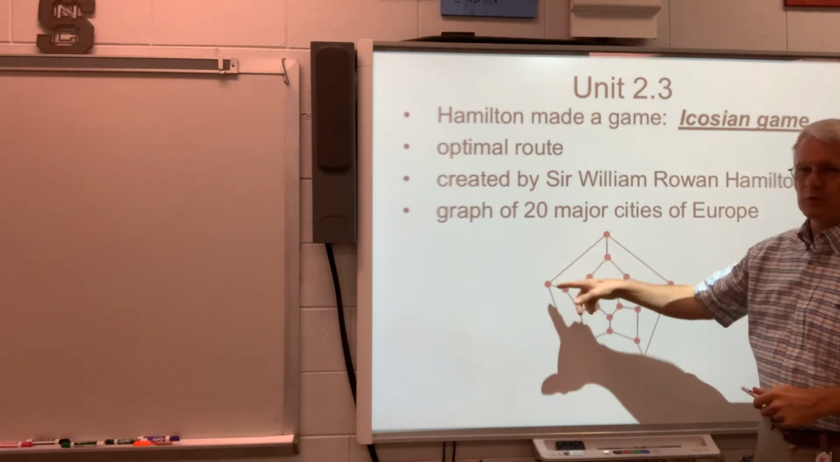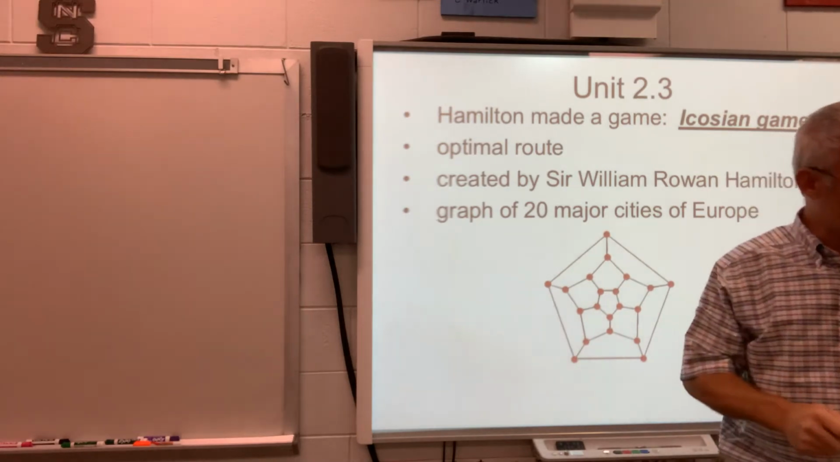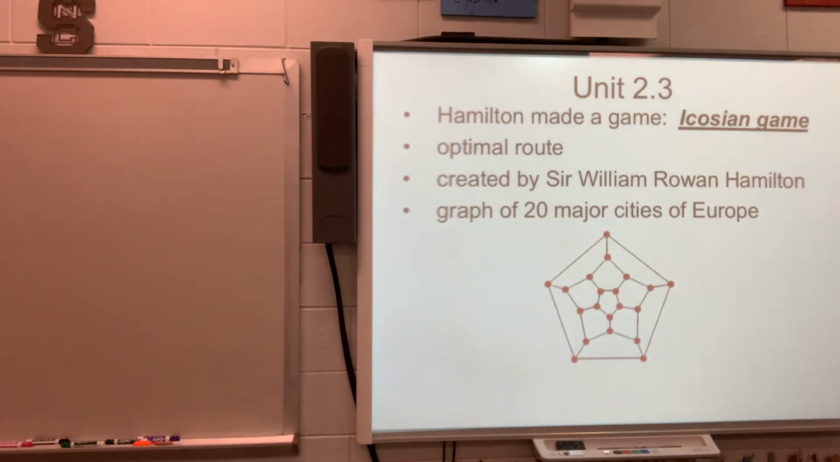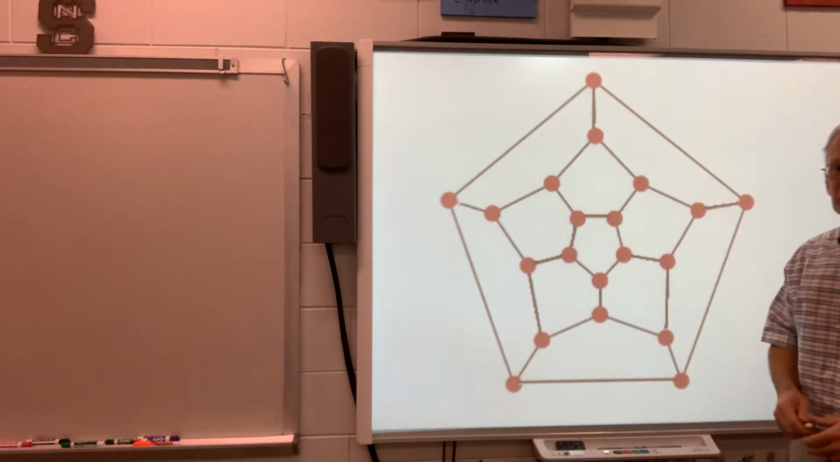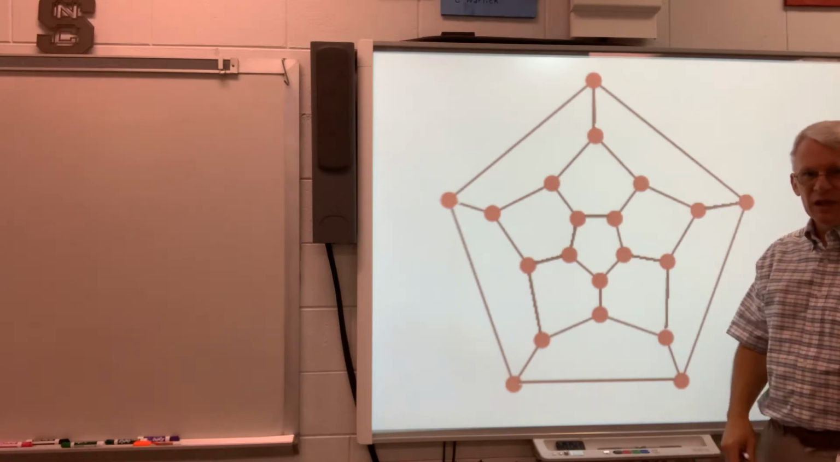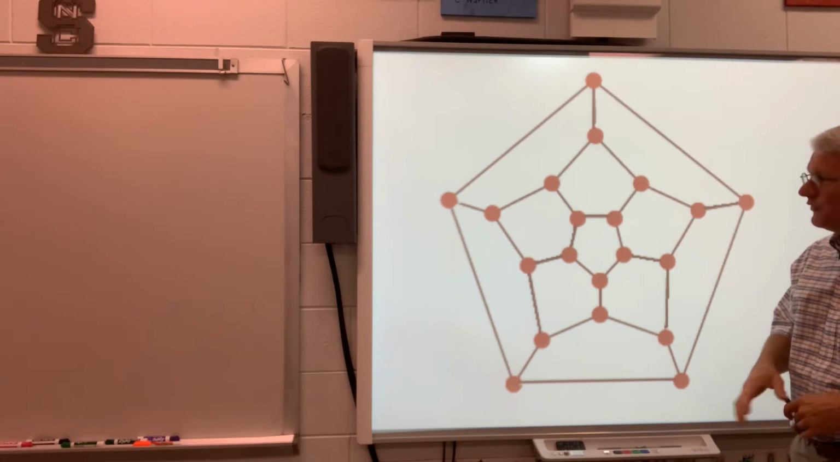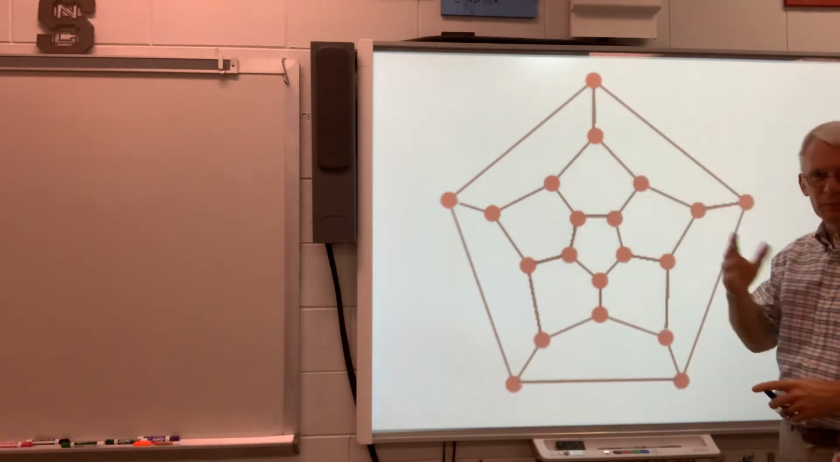The pegs were cities, 20 major cities in Europe at the time, and that's what was in the Icosian game. It was actually pretty expensive, the equivalent of paying about $10,000 for a game today, which is way too expensive. Here's a blow up of it, if you want to pause it and draw it.